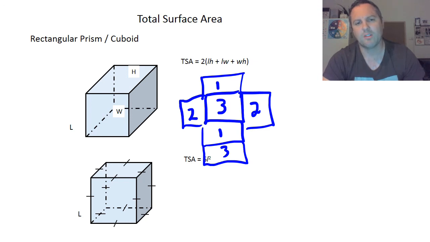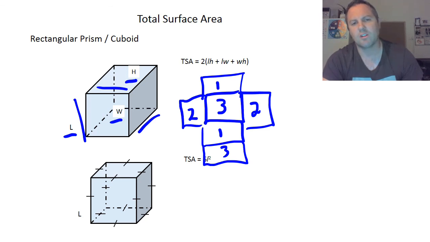Okay. So what we're looking at, we need your length, your width and your height. So length, we'll just call it this one. Width, we'll call this one. And height, we'll call this one. It doesn't really matter. Okay.